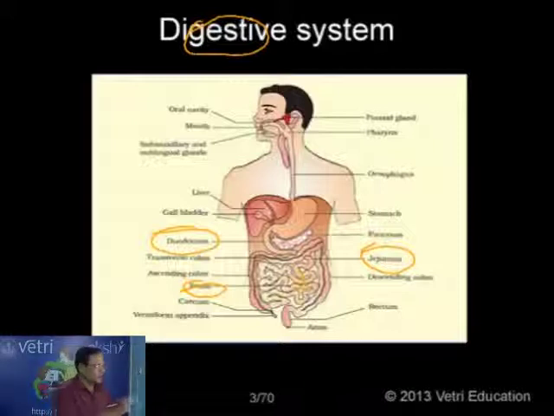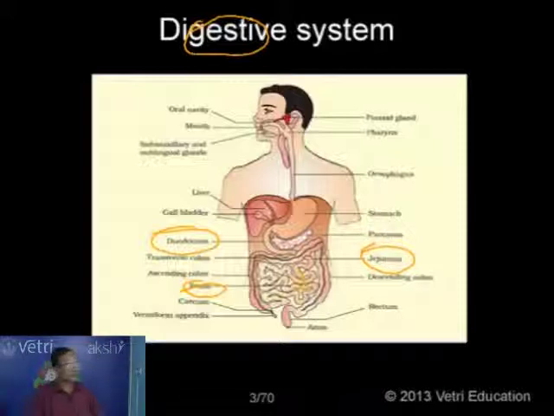So you have the duodenum, the place of digestion. Then the ileum part, the place of absorption. If you are considering the main function, the duodenum is the place of digestion. And now this part is the place of absorption.